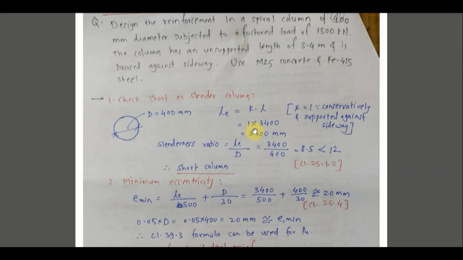K value is 1. The unsupported length is given as 3400. So your effective length becomes 3.4 meter or 3400 mm. Slenderness ratio is L effective, that is K into L upon D. So ये सर्कुलर कॉलम है तो यहाँ पर डायमेंशन एक क्या आएगा, dx dy की जगह डायमीटर आएगा D. So this ratio comes out to be 8.5, which is less than 12. So we can say that this is a short column as per clause 25.1.2.